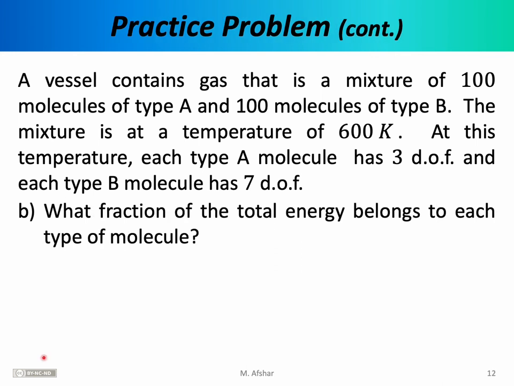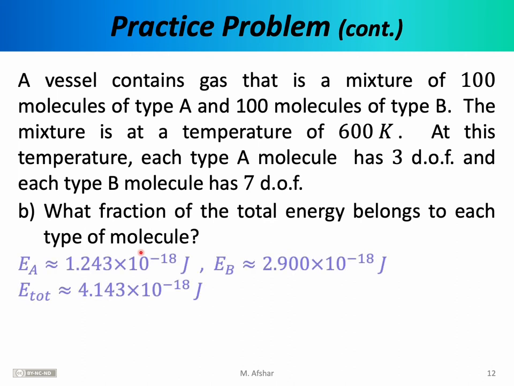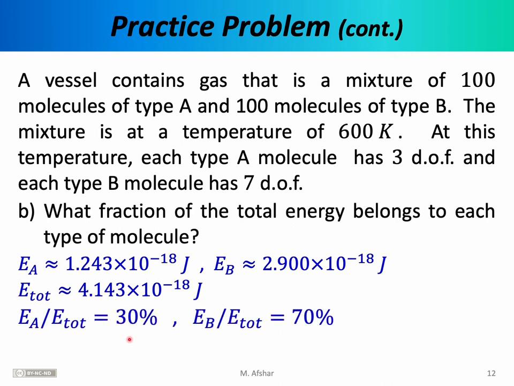Continuing the same practice problem, part B asks, what fraction of the total energy belongs to each type of molecule? We've already figured out the energy for type A molecules and the energy for type B molecules. By adding these two numbers together, we find the total energy of the gas. To find the fraction that belongs to type A molecules, we simply divide EA by E total, and we find that it is equal to 0.3. That implies that 30% of the total energy belongs to type A. Similarly, we find that 70% of the total energy belongs to type B.